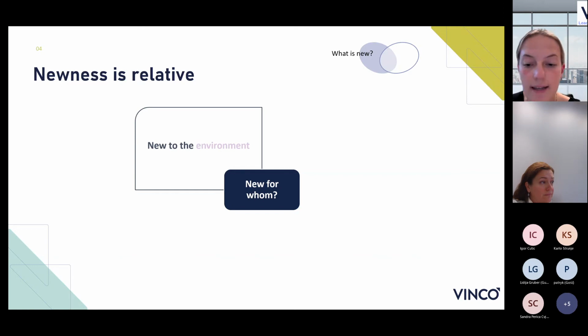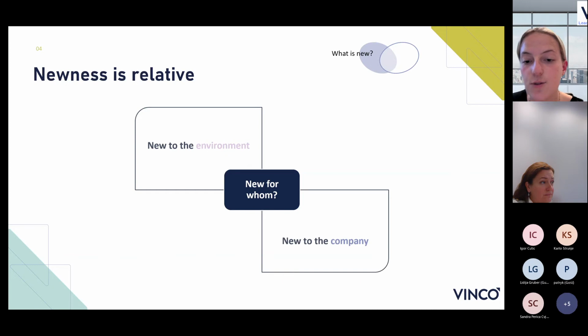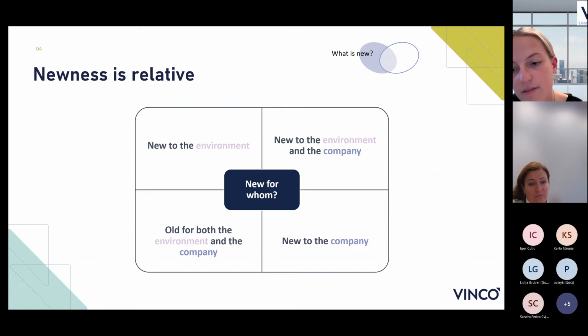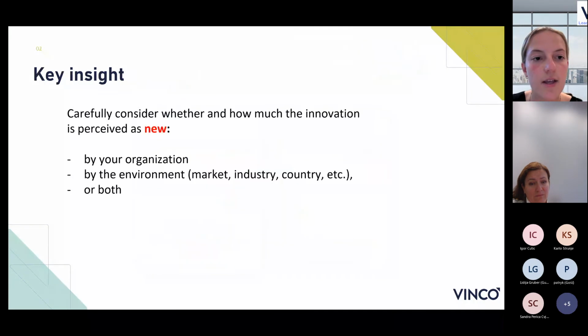Your firm could also act as an imitator and adapt technologies that are already known elsewhere. So it is new to the company, but old to the market. Your firm could also develop innovations that are old for both, or you could develop innovations that are new both for yourself and for your environment. So the second key insight, when dealing with an innovation, a manager should carefully consider whether and how much the innovation is perceived as new by the organization and by the environment, or both, and then manage the innovation accordingly.